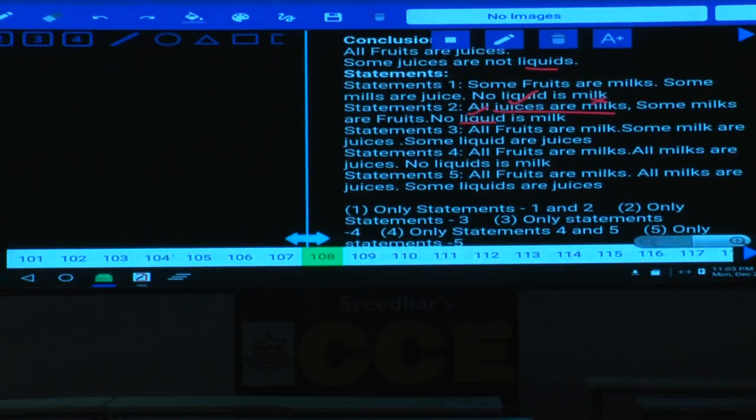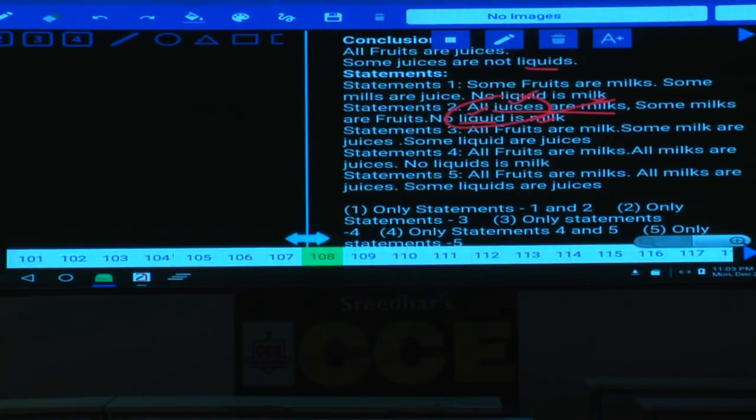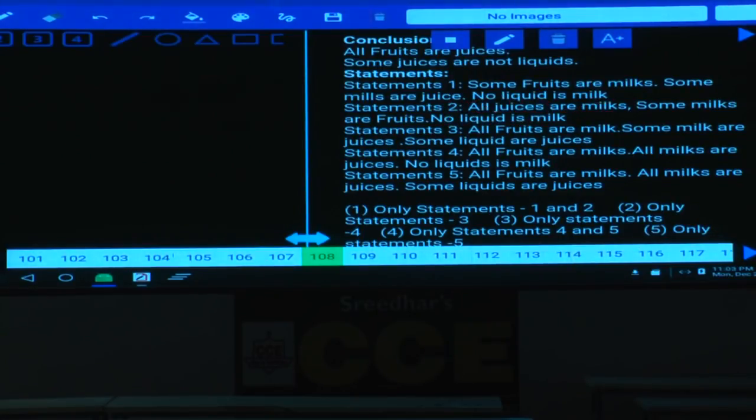Here liquid and milk both are tick, middle term distributed, and the conclusion is what? All juices are liquids, no juice is a liquid. Some juices are not liquid, definitely can be drawn. By statement 2, I am able to derive the second conclusion, some juices are not liquids. That is fine. Now coming to the first conclusion, what is the first one here?